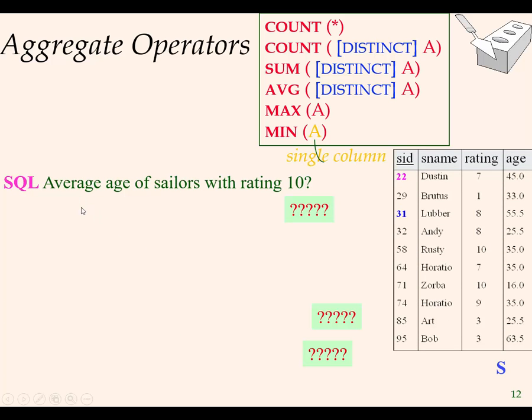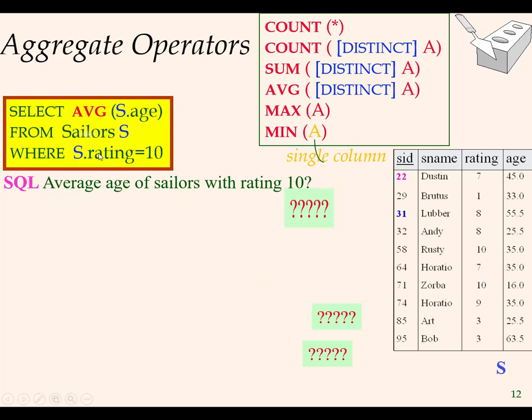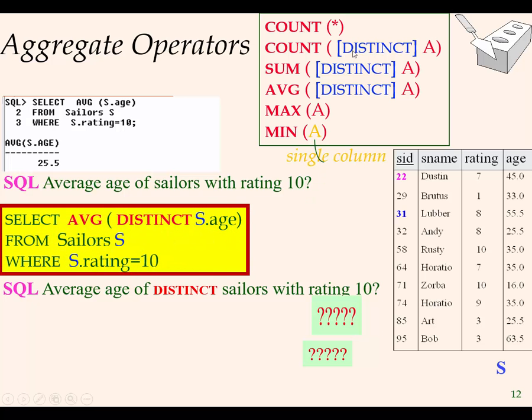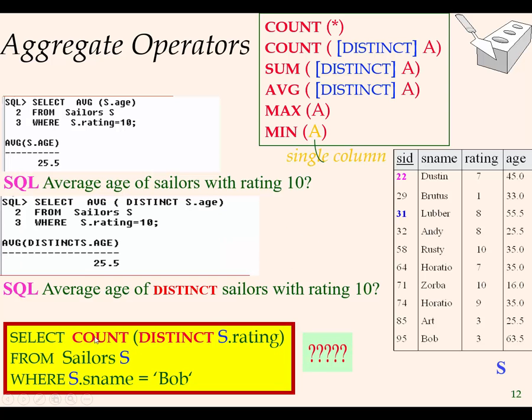What if I want the average age of sailors with rating 10? Again, there are many ways to do it, but let's look at some. The rating is 10, that's the condition, and I want the average age of the sailors with rating 10. Pretty straightforward. I did run it, and this is the output. What about the average age of distinct sailors with rating 10? I can use the distinct keyword, and this is the example: average, and I want the distinct. That's the only difference between the two of them.